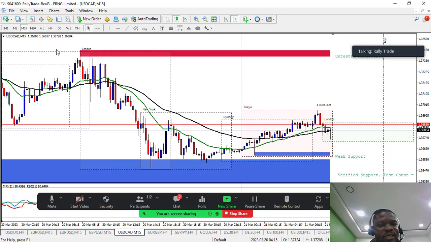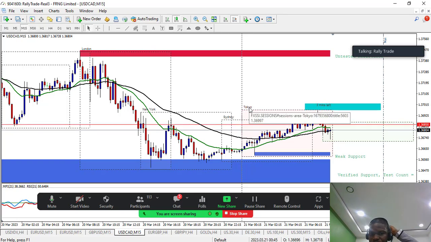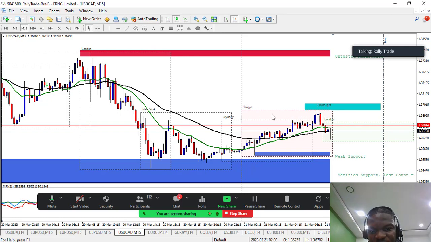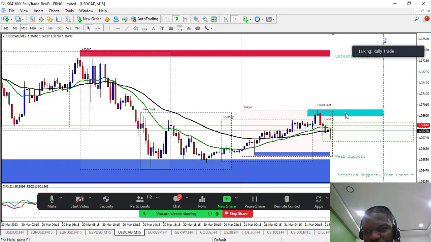For USD CAD, quickly, we want to place a buy. We can see multiple levels where this market has been tested. This is a first rejection point, second rejection point. If this price can tap or trade above this level, which is where we have the Asian session range, then I'll be doing a buy.